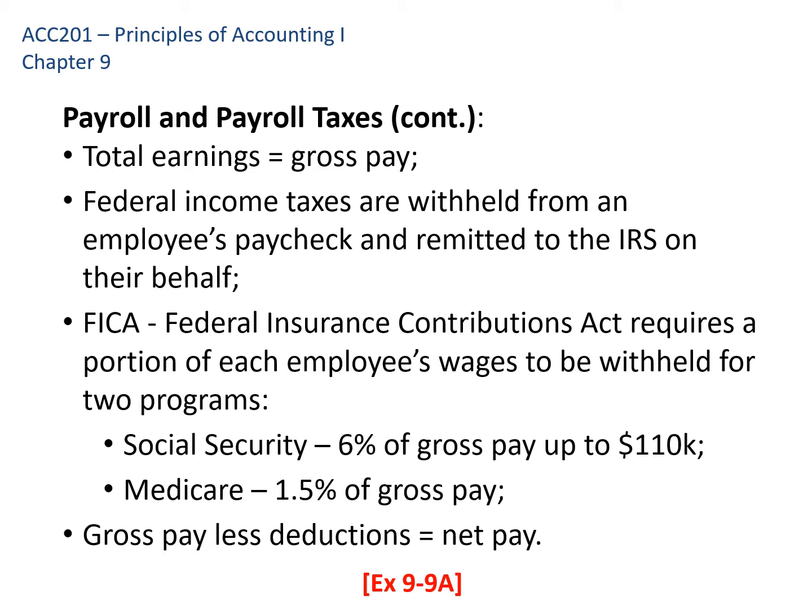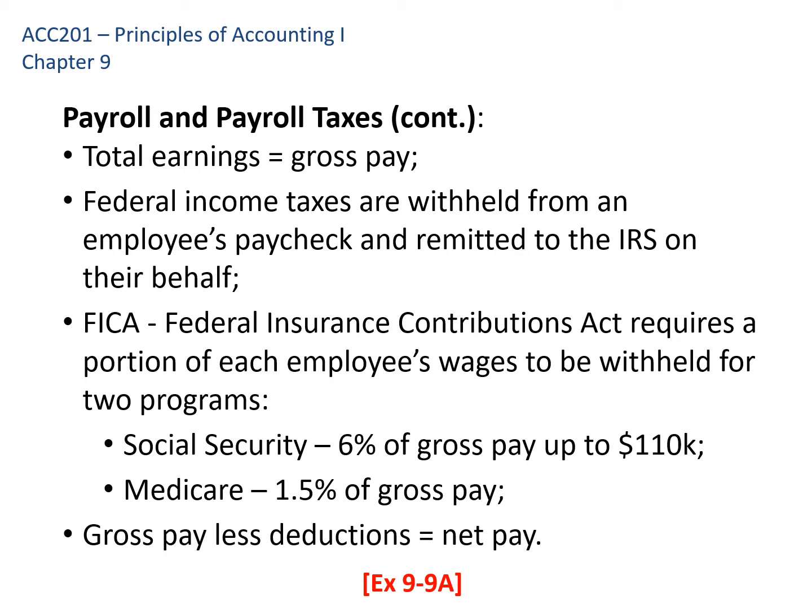The other kind of deduction is FICA. You may have heard that term. That stands for Federal Insurance Contribution Act, and it requires two different deductions from each person's check. One is for Social Security, so the money that you'll be paid when you retire, when you're over, I think it's 67 now. That amount is 6% of your gross pay up to $110,000. So it's a little bit higher than that, but the book uses 110. So you pay that tax up to $110,000. Money you earn above that amount is not taxed for Social Security.